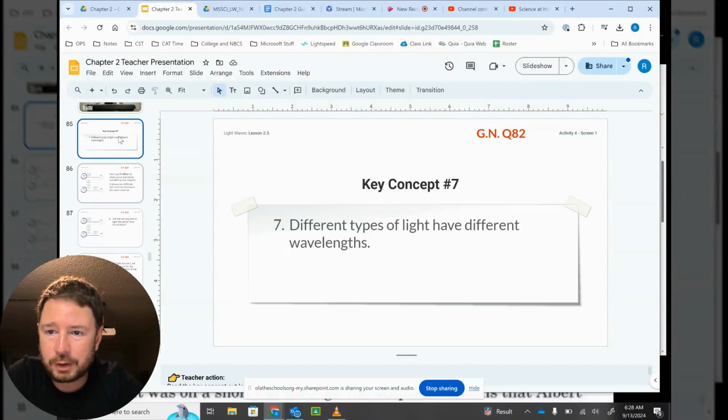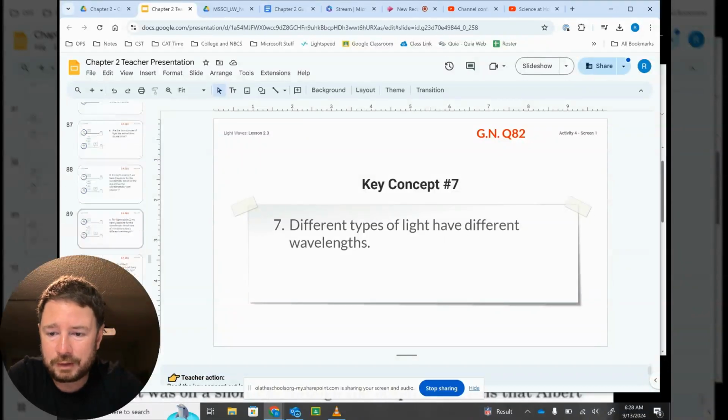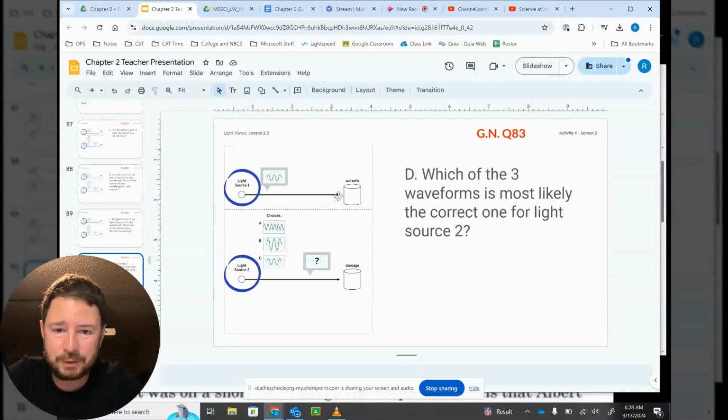Going back up here to our key concept, different types of light have different wavelengths. So because we know it has to be a different kind of light, it has to be a different wavelength, and the only one that has a different wavelength is A.